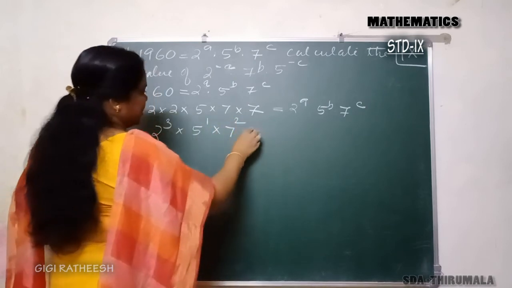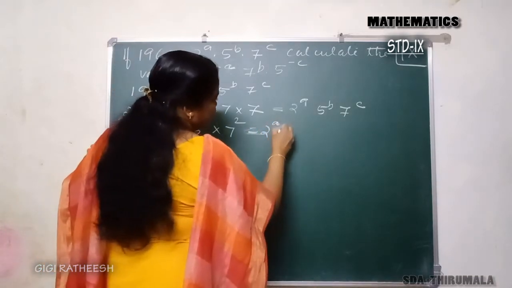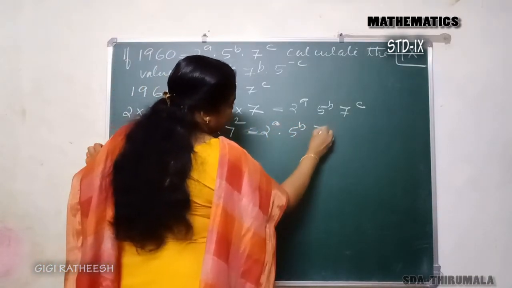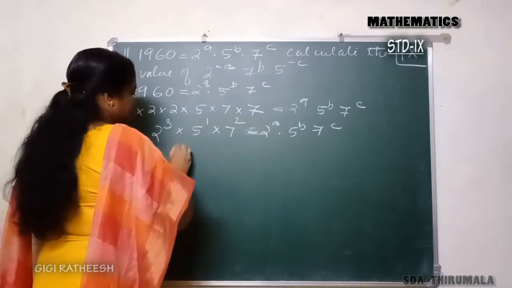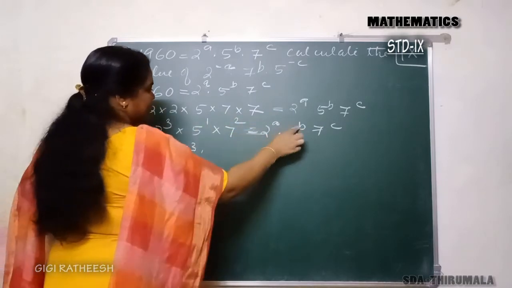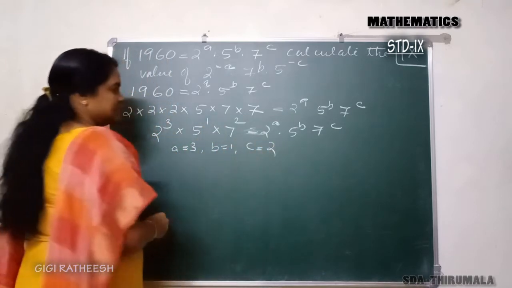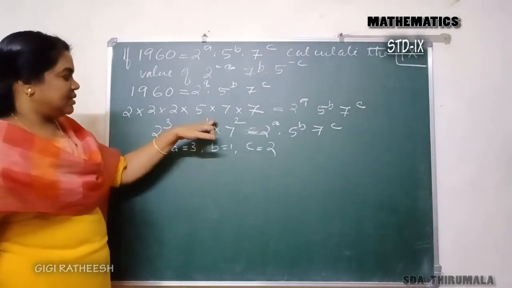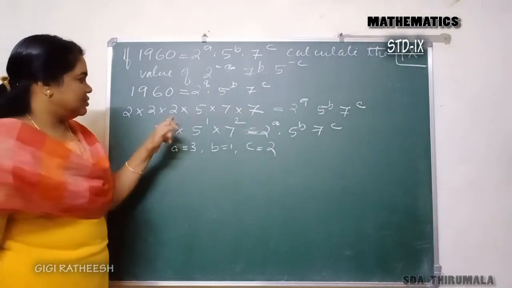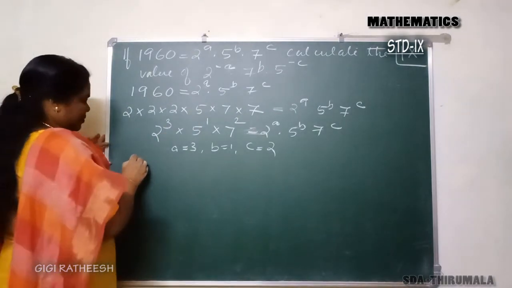And from this we can write it as 2 raised to a into 5 raised to b into 7 raised to c. That is, here the exponents are a is equal to 3, b is equal to 1, and c is equal to 2. Equate the exponents, that is a is equal to 3, b is equal to 1, and c is equal to 2.